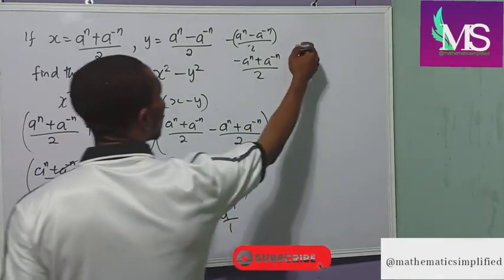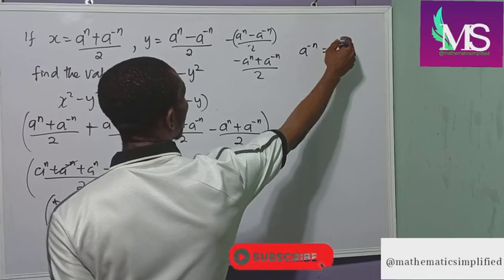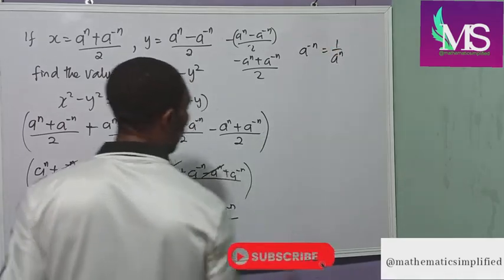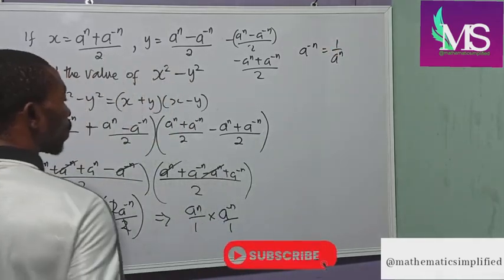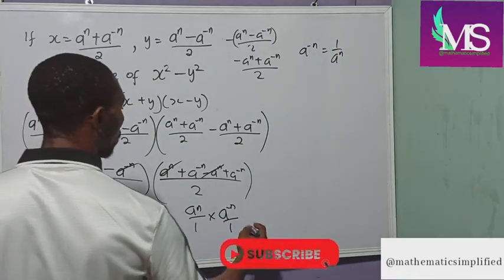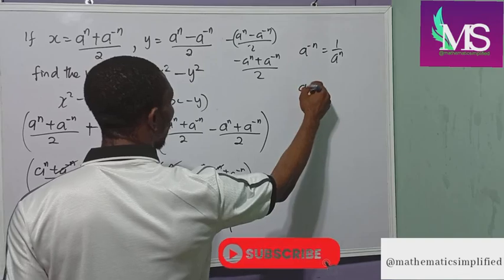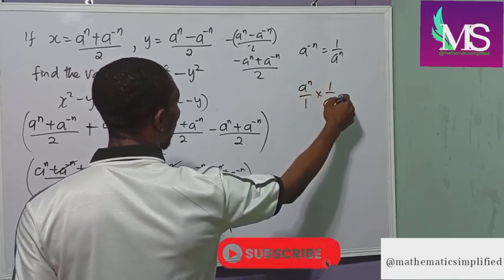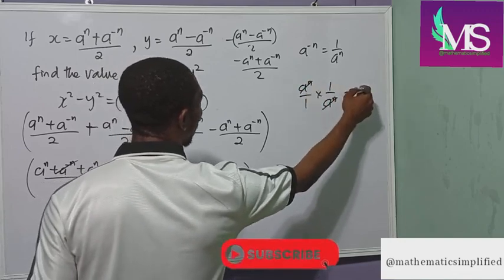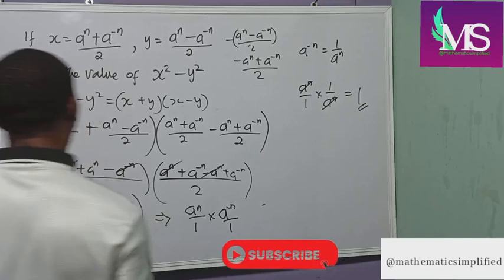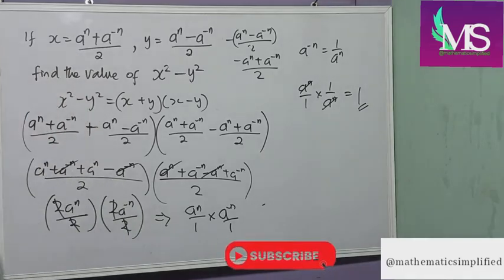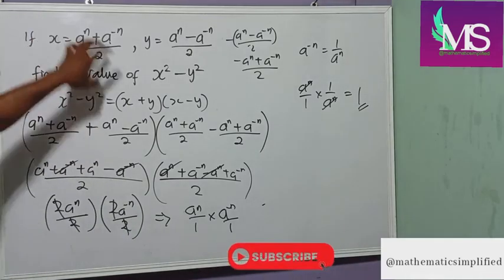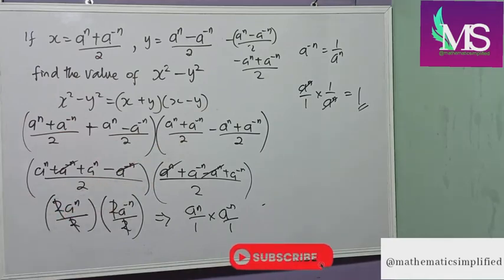Now we know that a minus n is the same as 1 over a raised to power n. So applying it here, this becomes a raised to power n over 1 times 1 over a raised to power n. This cancels this, giving us 1. So our final answer will be 1. By the time we finish substituting this for this, our final answer will be 1.